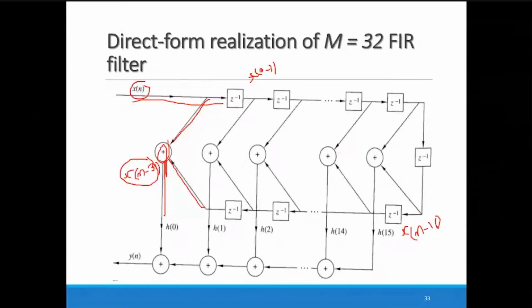So this structure is nothing but converting the direct form structure into the symmetric form. We use this to reduce the number of multiplications only, and the additions remain the same, that is m minus 1, so 32 minus 1, 31 additions are needed. This is how we implement this filter with the direct form realization.